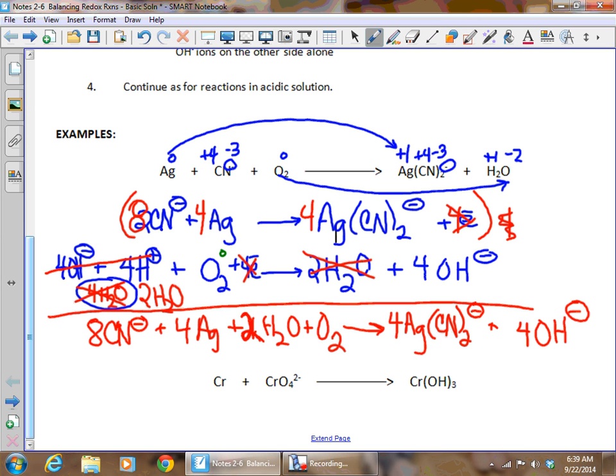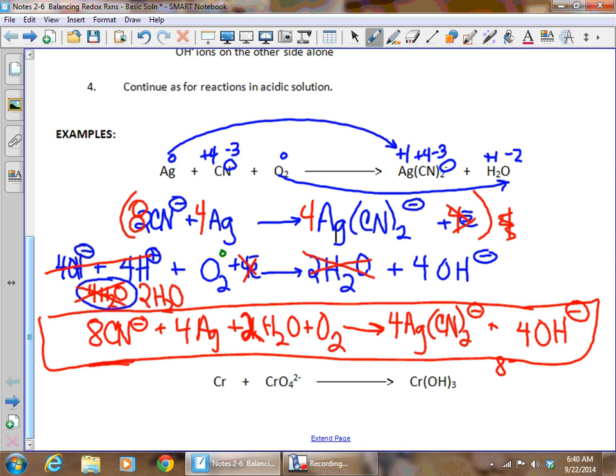So overall charge looks like we have 8 negatives on the left-hand side and 4 plus 4, 8 negatives on the right-hand side. So it looks like everything balances out. So this is our final reaction for that one.